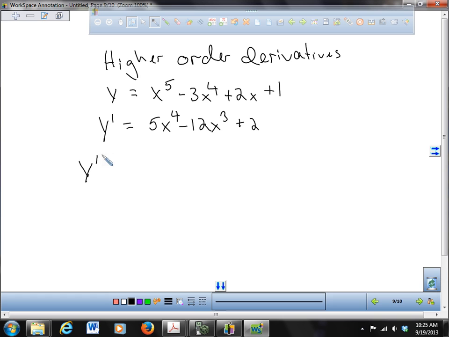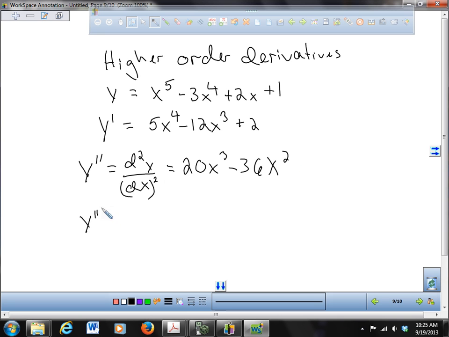Now I want to find y double prime. Sometimes I write it like that, or they'll write it as d squared y dx squared. That means the derivative of y with respect to x, the second one. So what's that going to be? 20x cubed minus 36x squared. And you could keep going until you end up with a constant. What's y triple prime? 60x squared minus 72x.